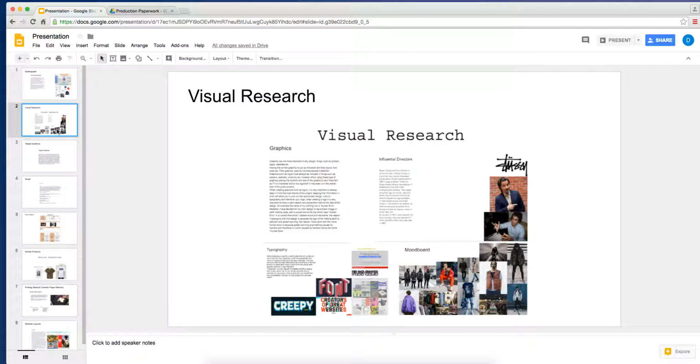Another important thing is visual research. Since I'm creating a clothing line, it's pretty much based around design, layout, and things like that. So the visual research really helped me understand the importance of things like graphics, typography, and layout and design, stuff like websites, logos, posters. So visual research was overall really helpful.